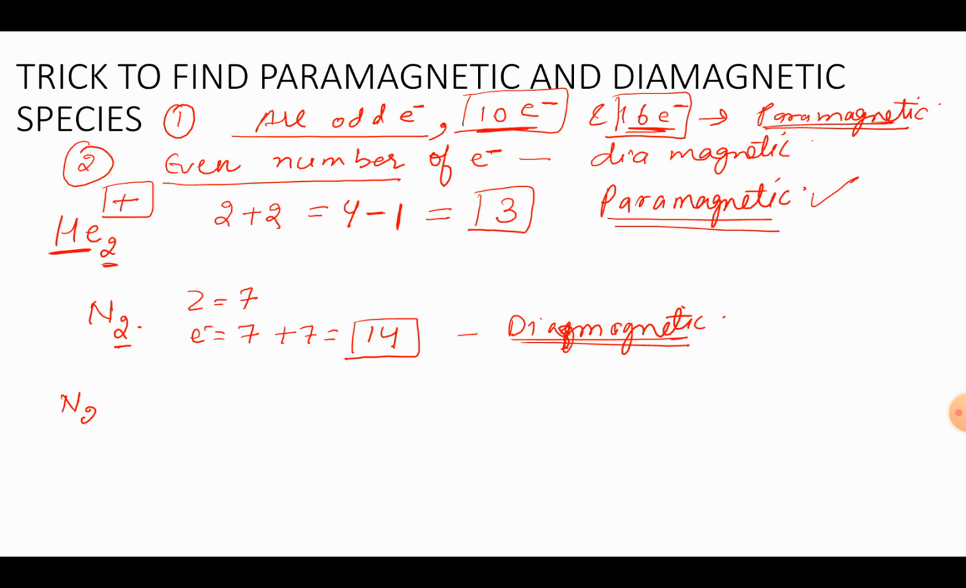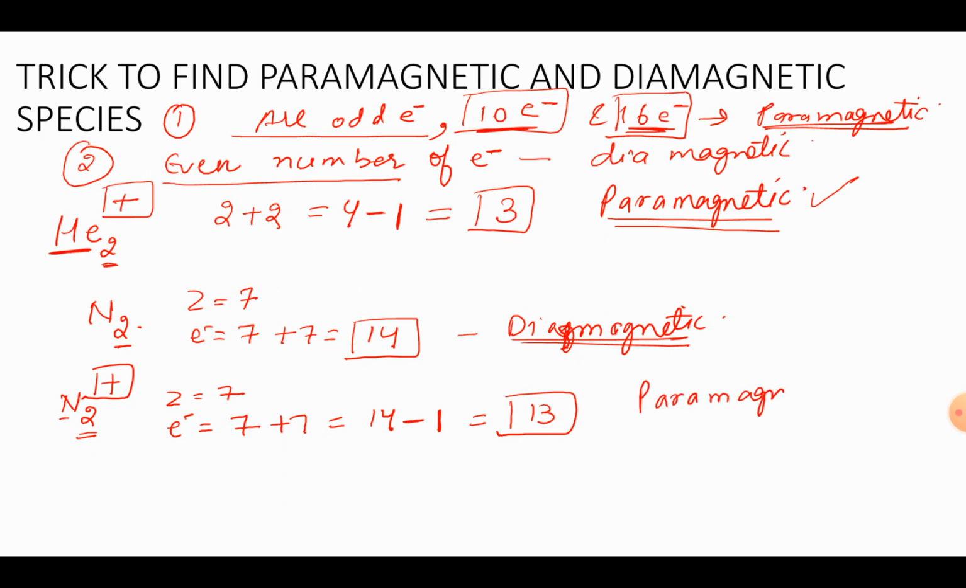Now let us take one more example, that is N2 positive. The atomic number of nitrogen is 7, obviously the number of electrons is 7. We have 2 nitrogen atoms, so it is 7 plus 7, which is 14. But do not miss out this positive charge. Positive means that 1 electron has been lost and we get 13. 13 is an odd number. So we are 100% sure that it is paramagnetic in nature. Right? Let us take one more example, N2 2 negative.